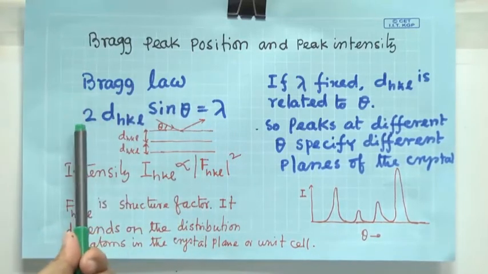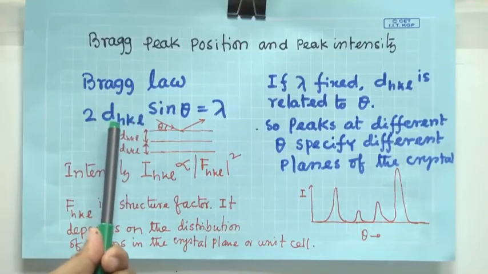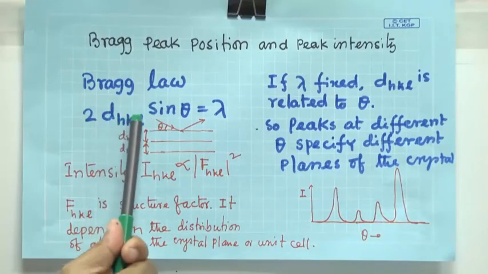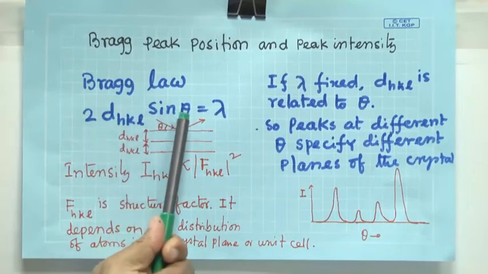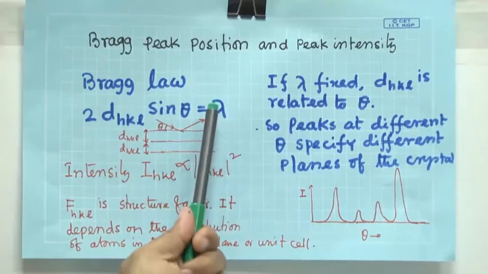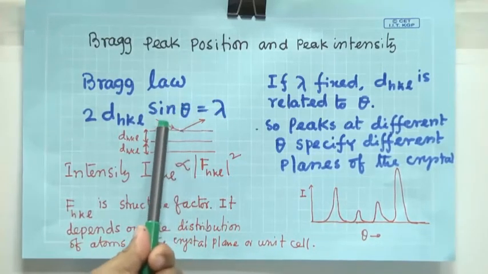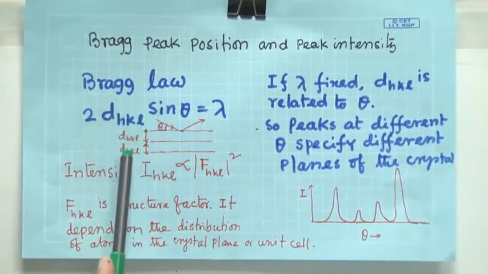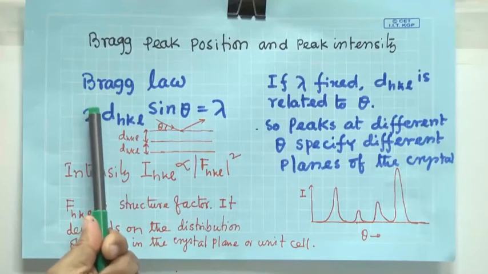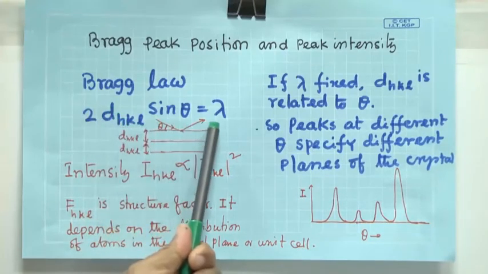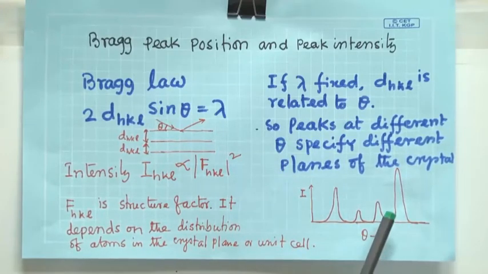Bragg law, as I told, 2 d_hkl sin theta equals lambda. Now, I have written d_hkl, so this is the hkl plane. HKL can be 100 or 110 or whatever. As I told, we will take only the first order. What is theta and what is d_hkl, that I have shown here. Now, you have done the experiment following this geometry and you got this kind of XRD pattern.